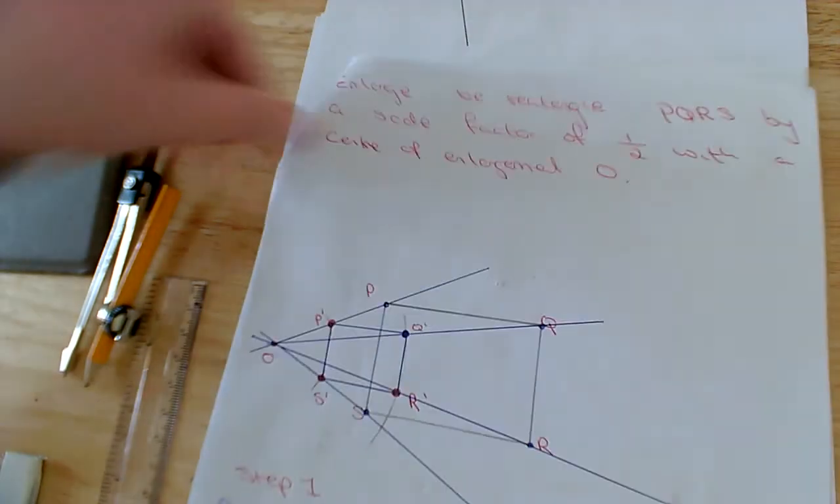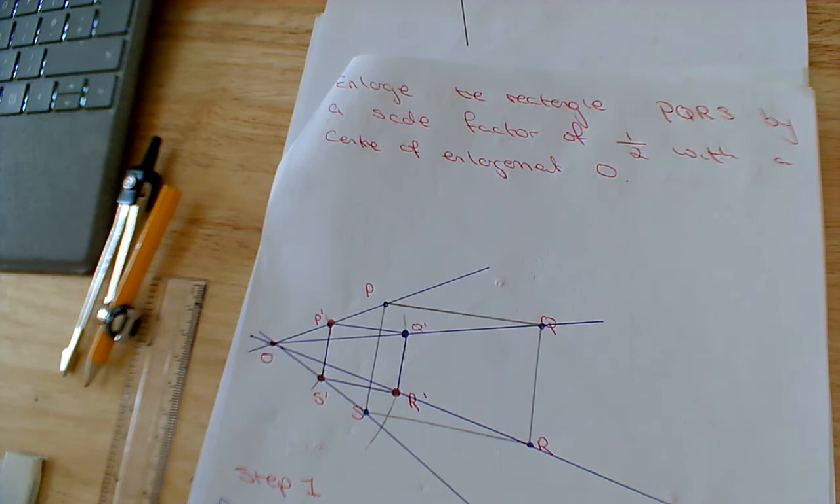Okay, so the next one that we're going to do, we're asked to enlarge the rectangle PQRS by a scale factor of a half with a centre of enlargement O. Okay, so this is what the finished product is going to look like.